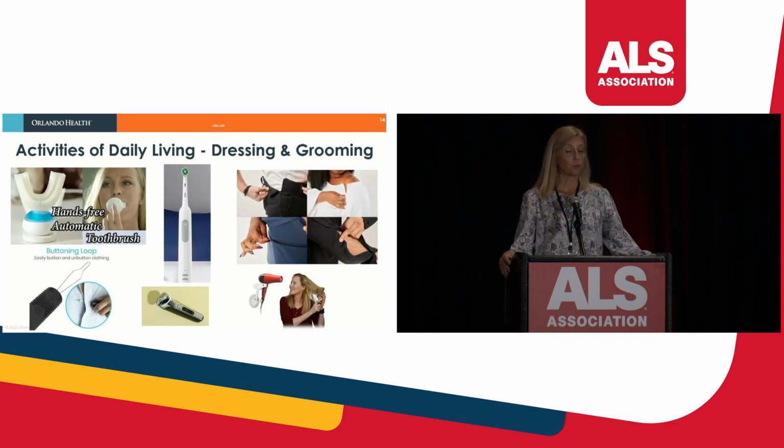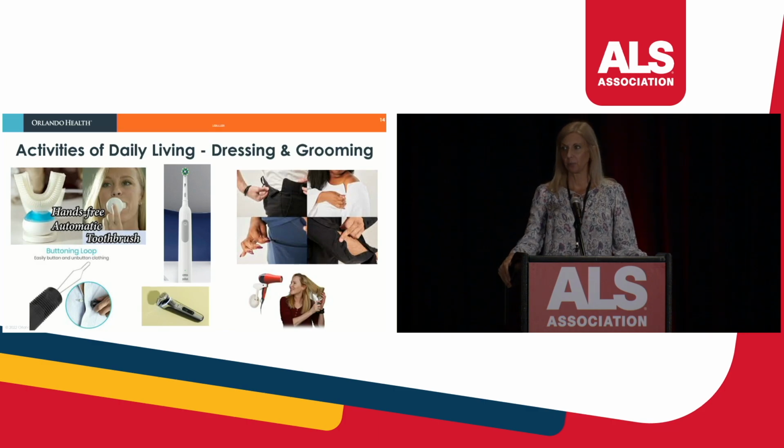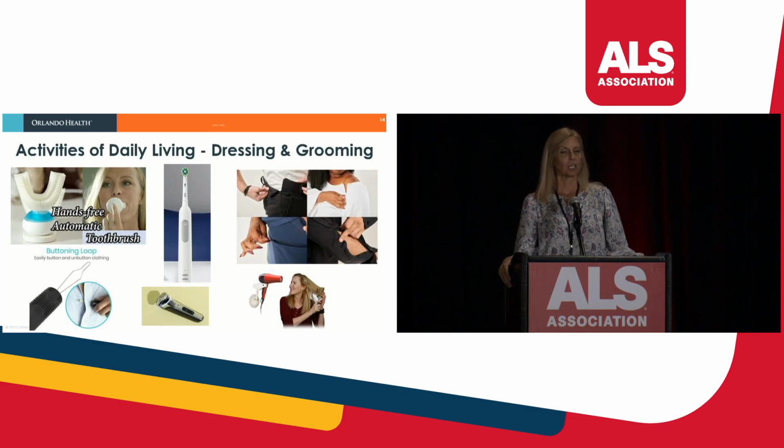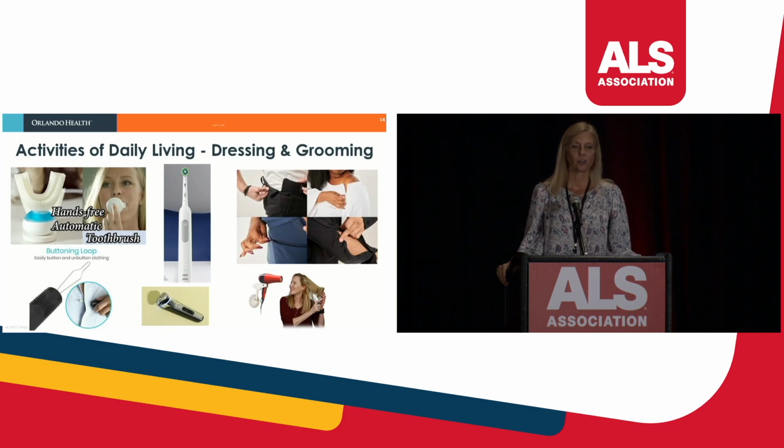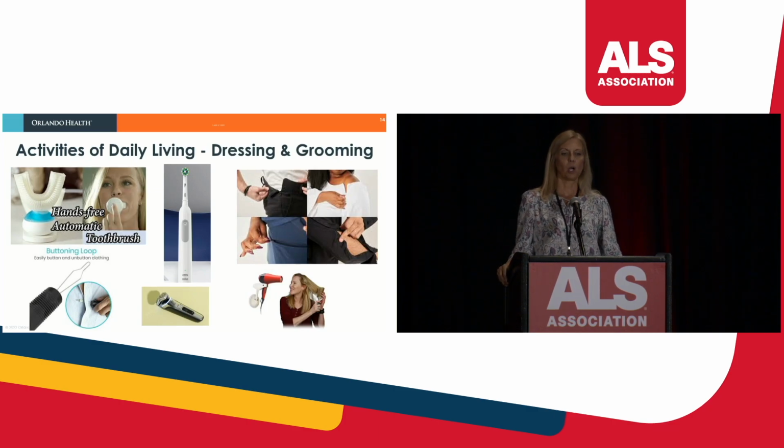Other options, for instance, dressing and grooming. The big one that I like, and I put in the center there, is the toothbrush. We talk about toothbrushes. An electric toothbrush has a bigger grip on it, so it makes it easier to hold. It also does the work for you, and it is dentist recommended. So that's the first step I go to. There are also hands-free units, which I've heard varying reviews of what people like in those. But that allows you to just put foam in your mouth and brush your teeth.